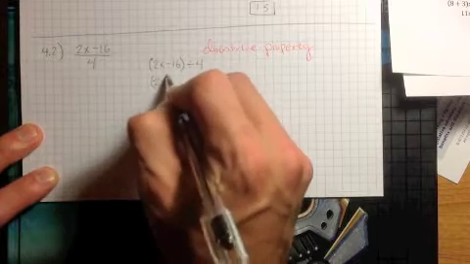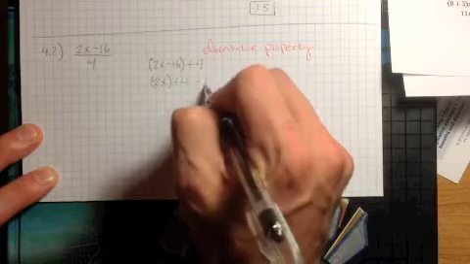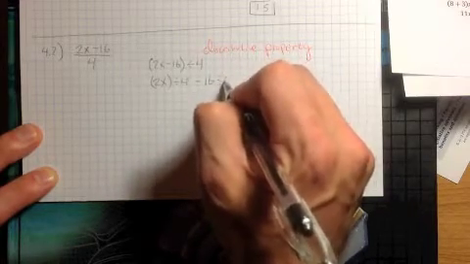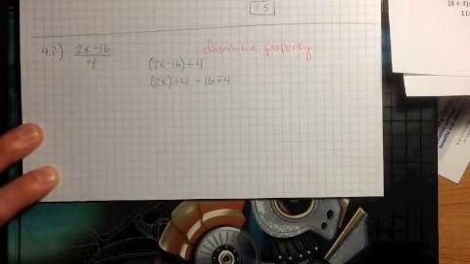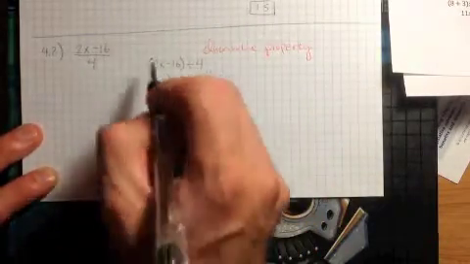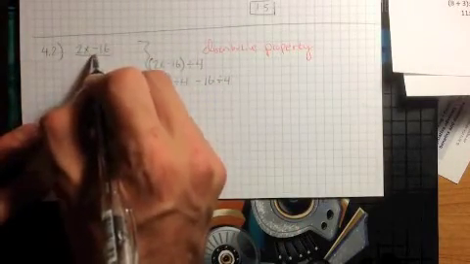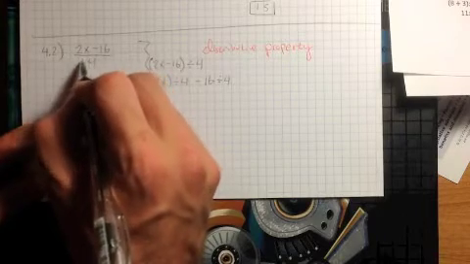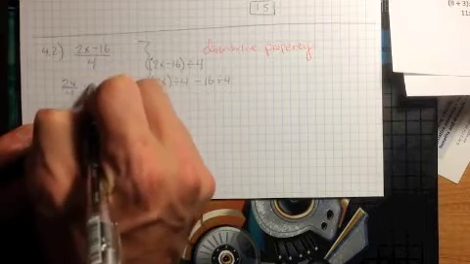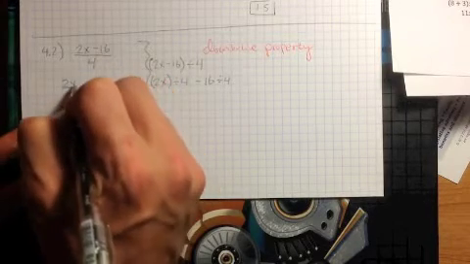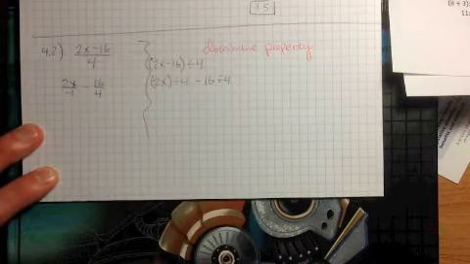2x divided by 4 minus 16 divided by 4. So now that should look more like the distributive property that you're used to. Another way to visualize this is just breaking up the fraction into two pieces with the 4 in the denominator of both pieces. So 2x over 4 minus 16 over 4. Two different ways to talk about the same exact problem.